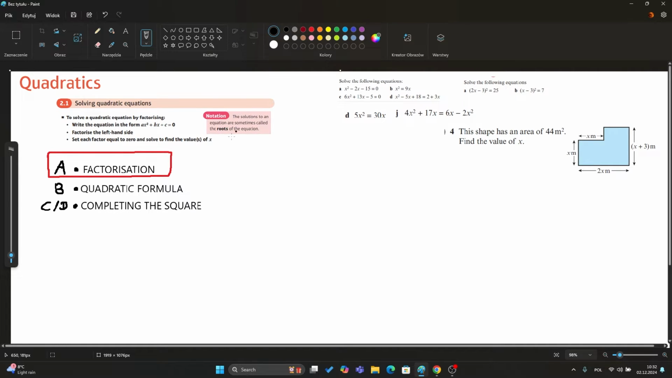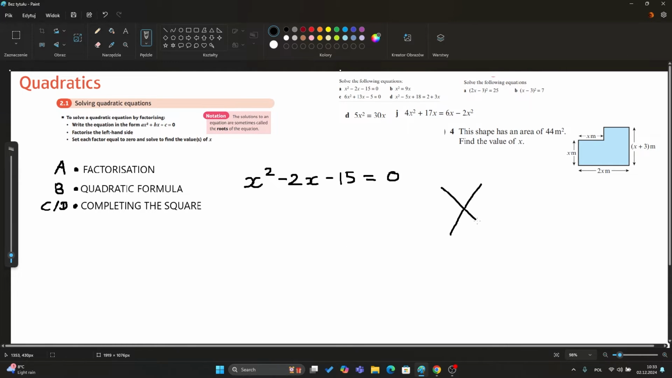We already met that method in chapter 1, and here it won't be any different. The only different thing is that our equation is set to 0. So we have a quadratic equation in the form of ax squared plus bx plus c, which is equal to 0. And what happens is that we factorize the left hand side, and we set each factor equal to 0 and solve to find the values of x.